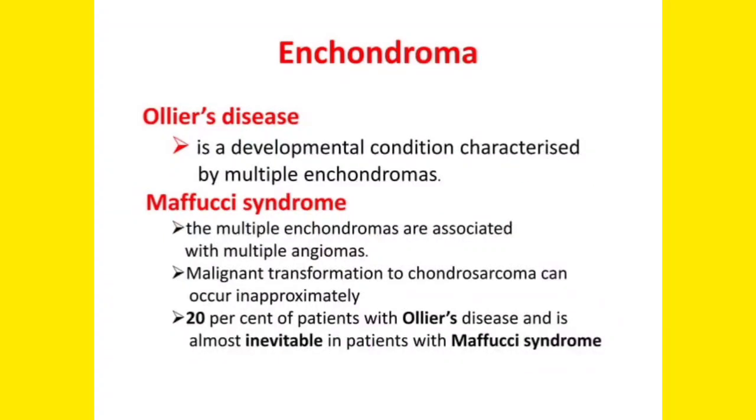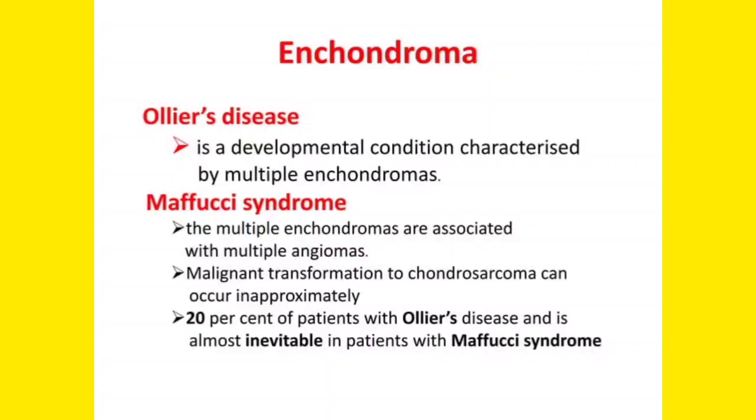Now, what is Ollier's disease? I already told you that we will learn about Ollier's disease and Maffucci syndrome, and in the end of this video you can distinguish and memorize them with mnemonics. Ollier's disease is a condition which contains multiple enchondromas, cartilaginous neoplasms of the small bones of the hand. And what is then Maffucci syndrome? Maffucci syndrome also contains multiple enchondromas, but they are associated with multiple hemangiomas, multiple angiomas.